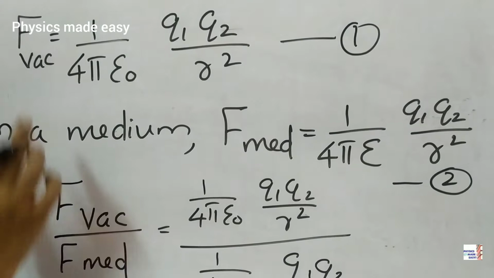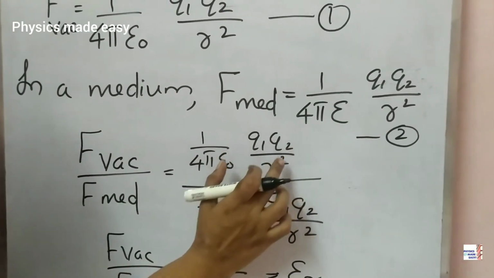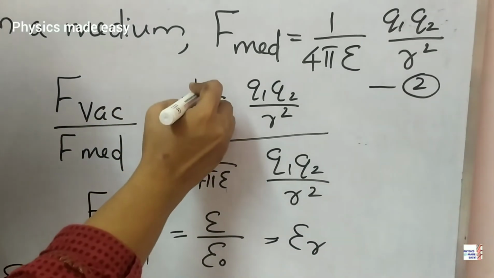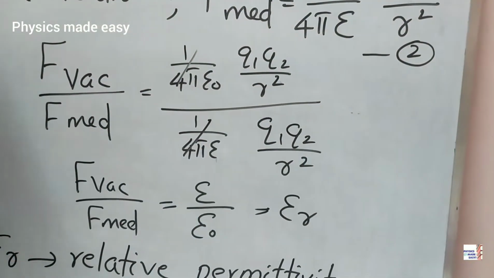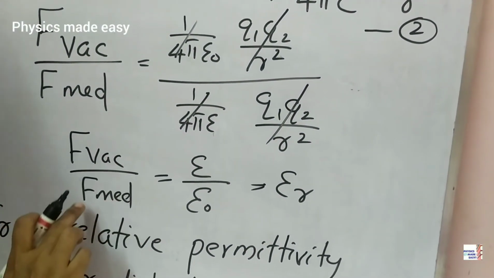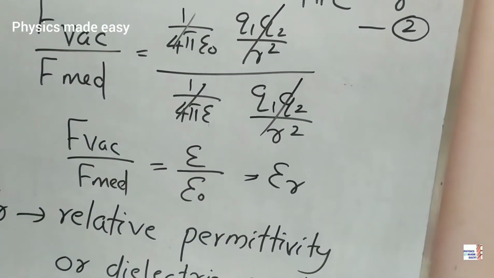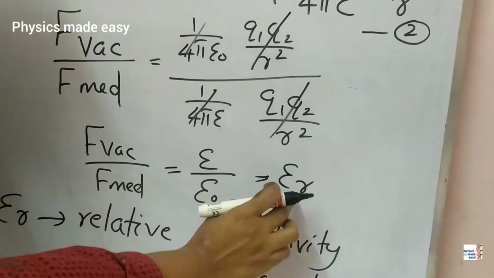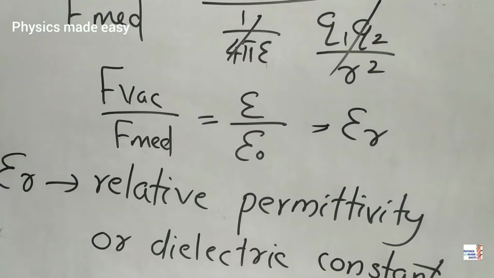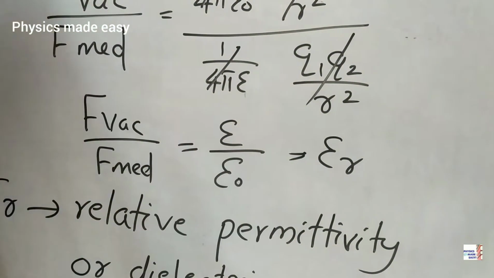Then we can divide both. F vacuum divided by F medium. Here you can see 1 by 4 pi epsilon 0 Q1 Q2 by R square, the whole divided by 1 by 4 pi epsilon Q1 Q2 by R square. So here 1 by 4 pi we can cancel. Here also 1 by 4 pi we can cancel. This whole term we can cancel. So you will get F vacuum divided by F medium equal to epsilon upon epsilon 0, that is equal to epsilon R. So here we can use this epsilon R for denoting this fraction epsilon by epsilon 0. Here epsilon means permittivity of medium, epsilon 0 permittivity of free space.